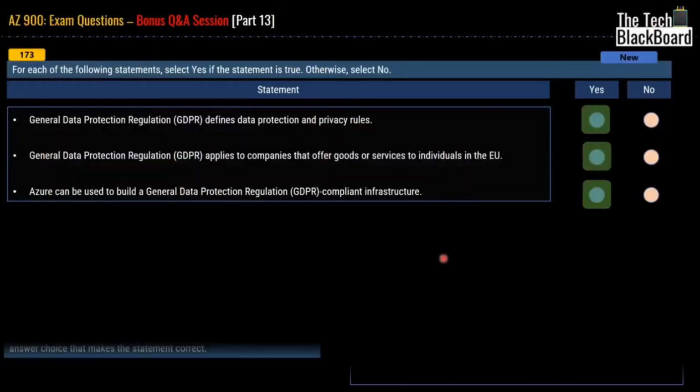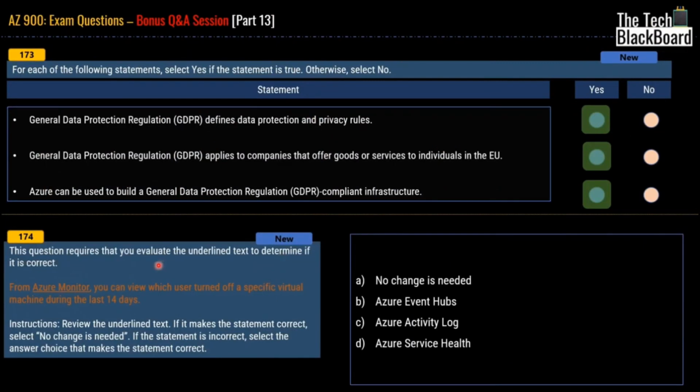Now let's move to question number 174. This question requires that we evaluate the underlying text to determine if it is correct. So let's read the entire statement. It says that from Azure Monitor, you can view which user turned off a specific virtual machine during the last 14 days.